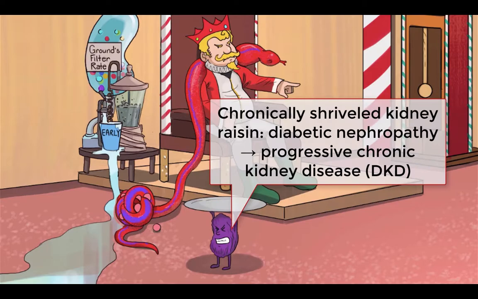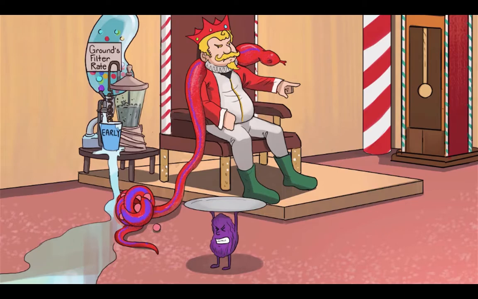Over time, these glomerular changes lead to proteinuria and a reduction in GFR. In the long run, that means progressive chronic kidney disease for many patients, as depicted by this shriveled kidney-shaped raisin. Alright, well, that's all fine and dandy. But how do these stages of diabetic kidney disease present clinically? Let's start with vitals, specifically blood pressure.